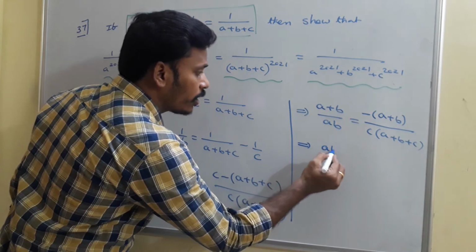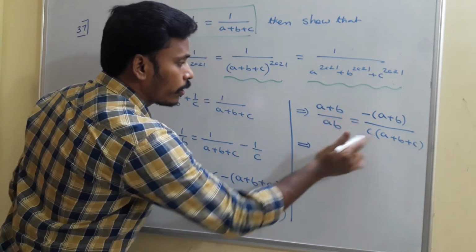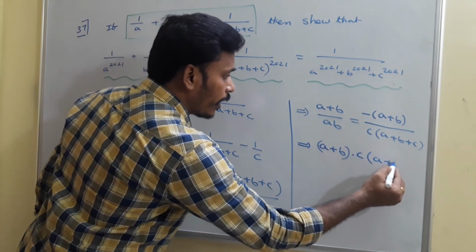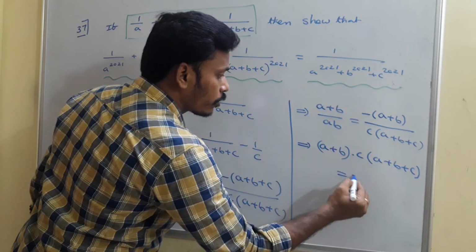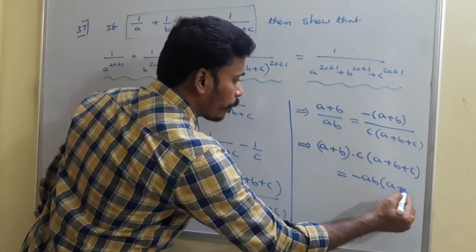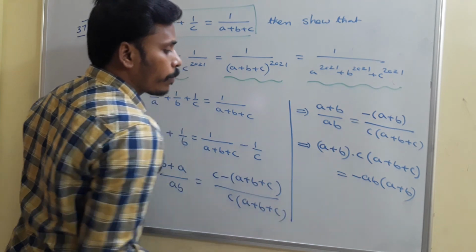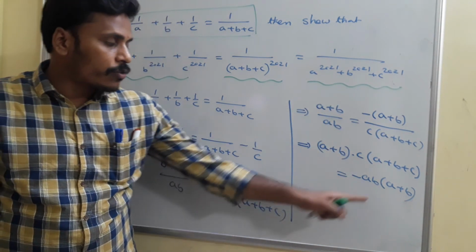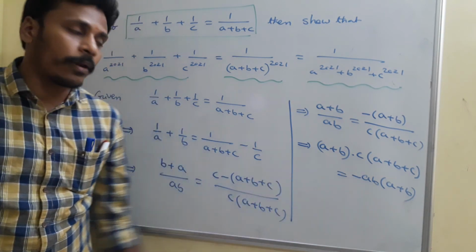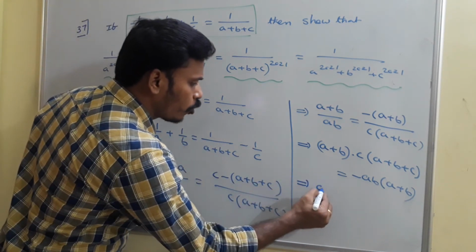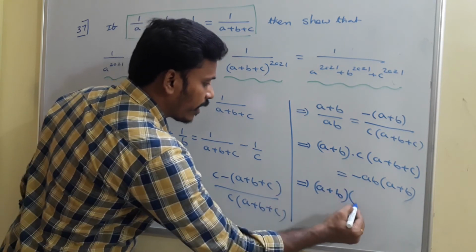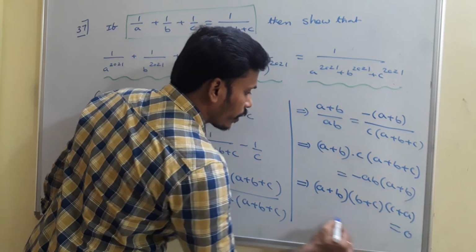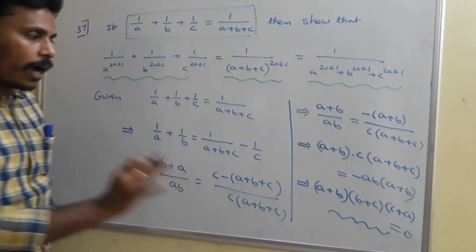What I am doing is this: a plus b into c into a plus b plus c is equal to minus ab of a plus b. Is it right? Minus ab of a plus b. And this is a plus b into c times of a plus b plus c. Now drag this term to the left side and take a plus b common. If you go with simple calculations, you get that it has a plus b into b plus c into c plus a is equal to 0. That's the end part.